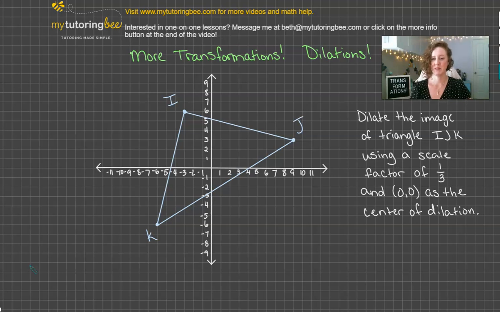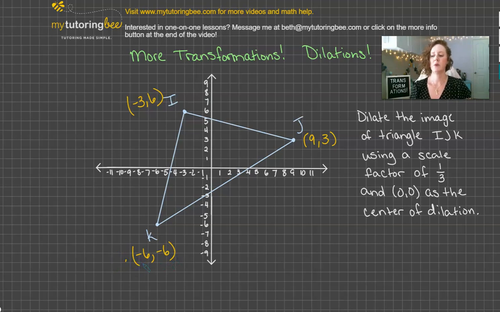Okay, so hopefully you paused the video and you've tried it out on your own. Let's see what this will look like when we actually use the scale factor of 1/3. So first we need to find the coordinates, right? So let's start with I. Its x value is negative 3. Its y value is 6. With J, its x value is 9. Its y value is positive 3. And with K, its x value is negative 6 and its y value is negative 6.